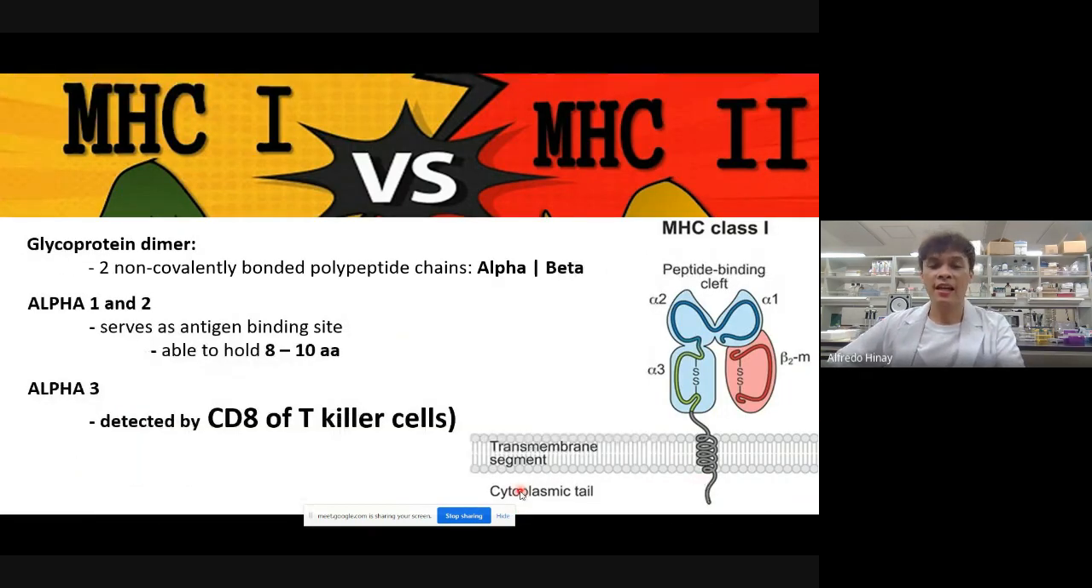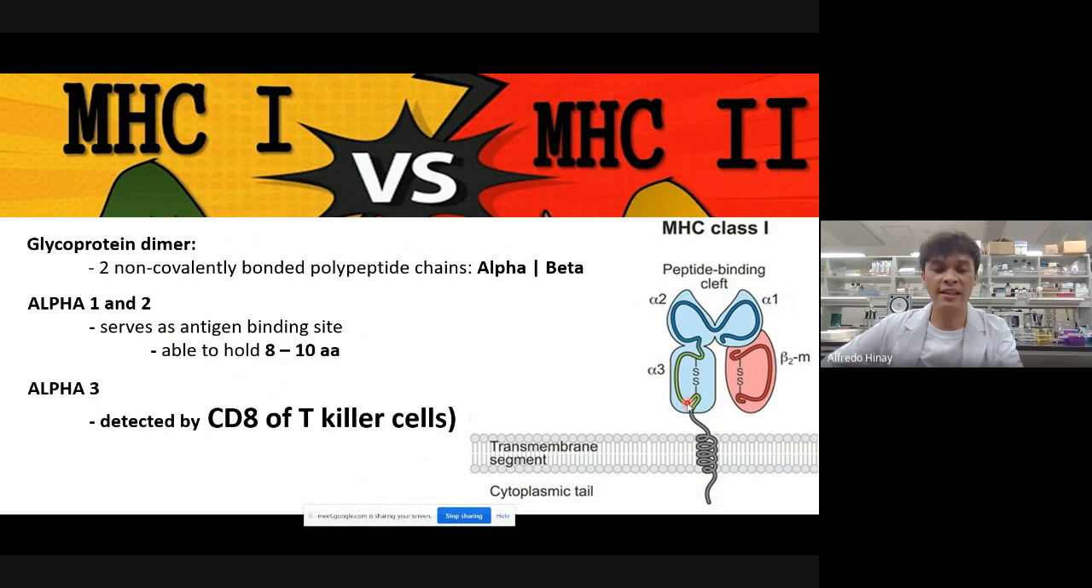And then here, specifically, we'll try to cover and discuss your alpha 1 and alpha 2 function. So your alpha 1 and alpha 2 will serve as the antigen binding site, and will be able to hold around 8 to 10 amino acids. So very small. Okay, so the antigen should be processed first before it will be handled by your class 1. Kasi tignan nyo naman class, very short yung amino acid niya. Okay, so 8 to 10 amino acids lang siya.